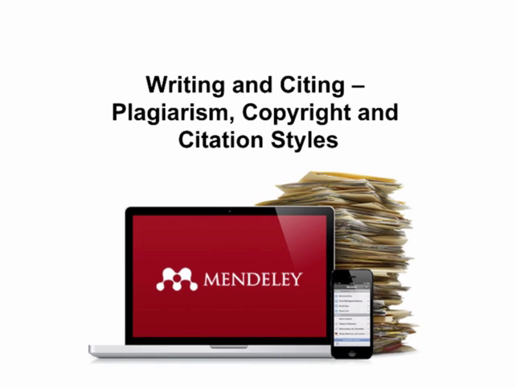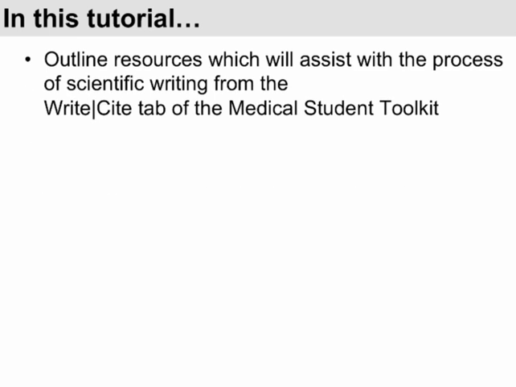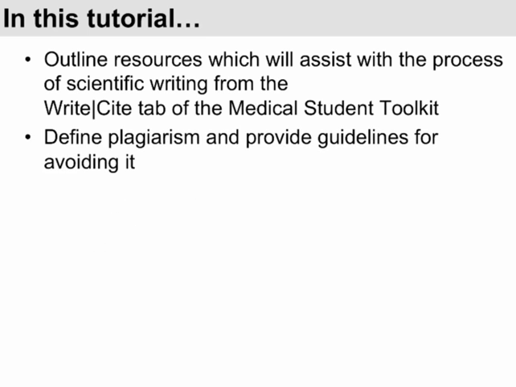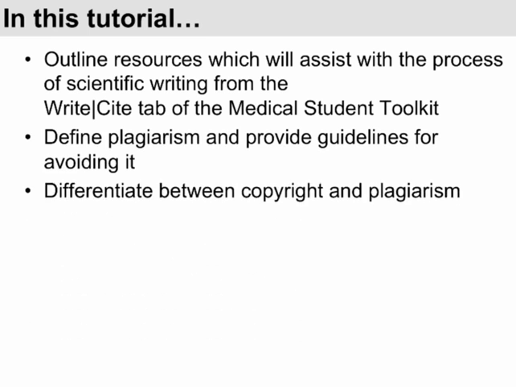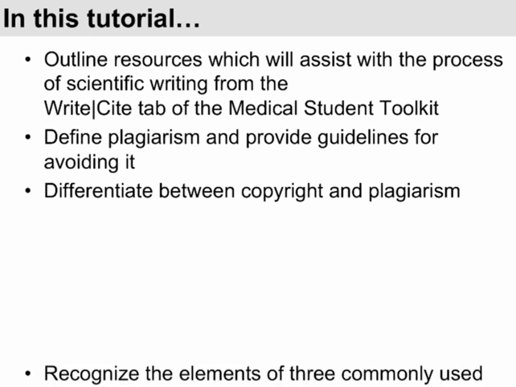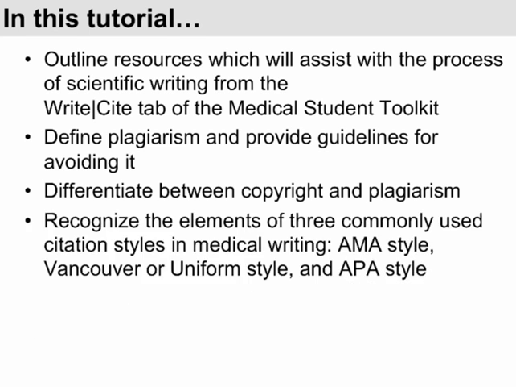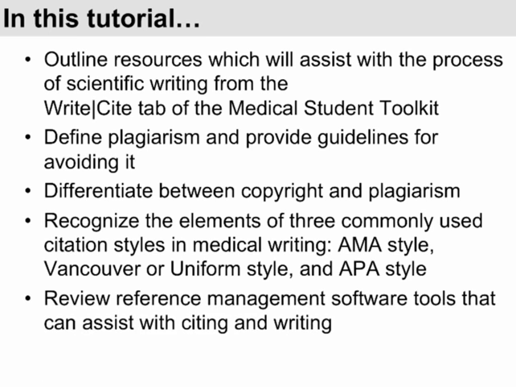In this short tutorial, using some supporting material from the JAMA Users' Guide to the Medical Literature, the online textbook which thoroughly explains the theory and practice of evidence-based medicine, we will outline resources which will assist with the process of scientific writing from the Right Cite tab of the Medical Student Toolkit, define plagiarism and provide guidelines for avoiding it, differentiate between copyright and plagiarism, recognize the elements of 3 commonly used citation styles in medical writing: AMA style, Vancouver, also known as uniform style, and the APA style, and review reference management software tools that can assist with writing and citing.